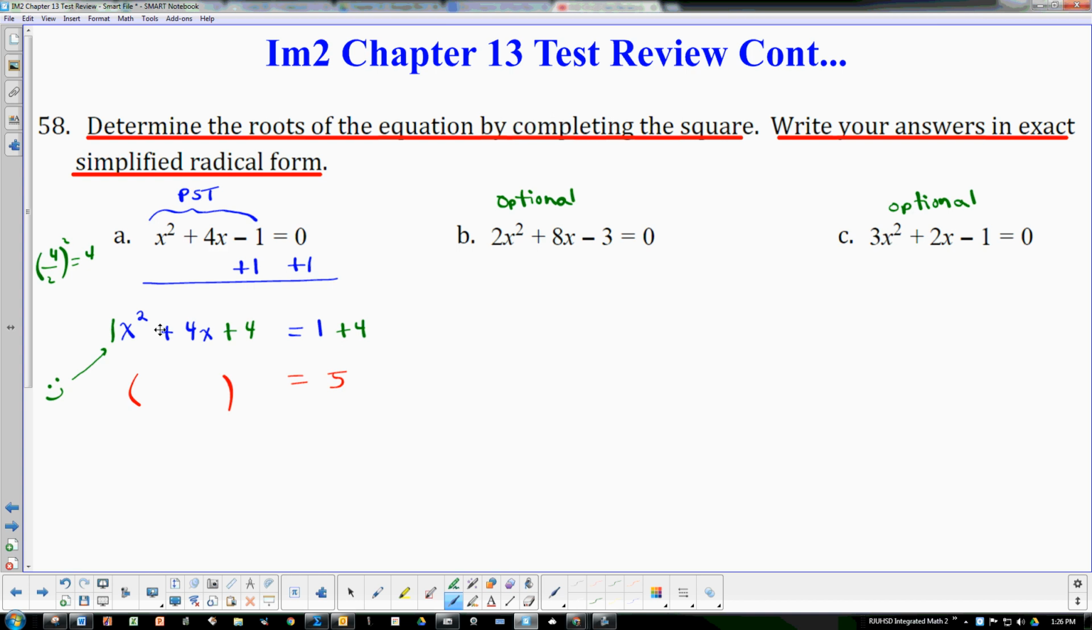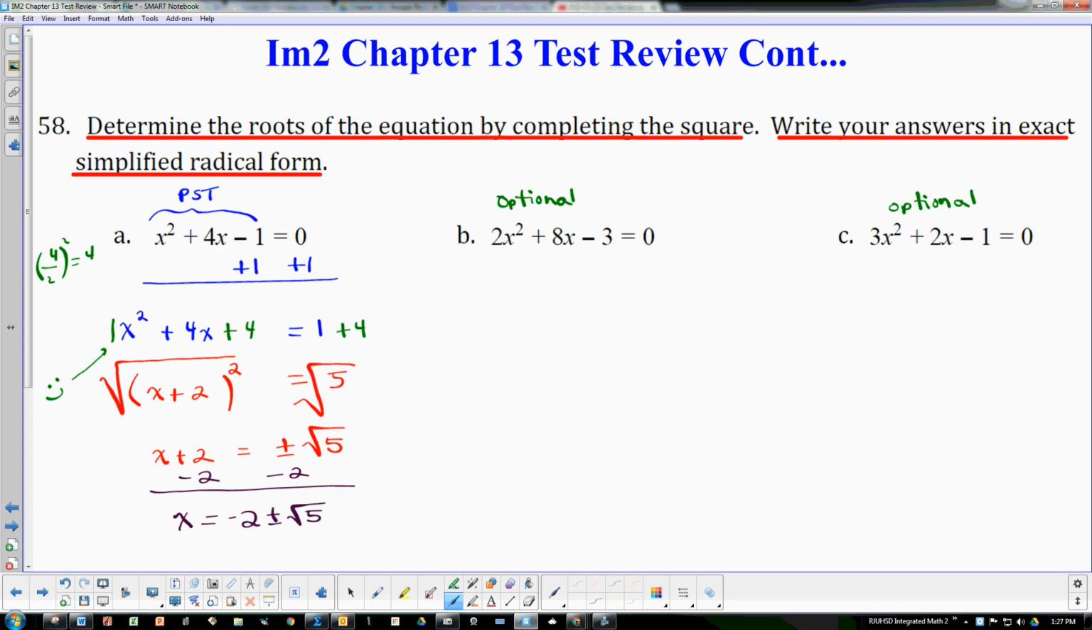We all know that this perfect square trinomial now can be factored into a binomial squared. This will become x plus 2 all squared is equal to 5. And at this point, we are going to undo squaring by taking the square root of each side. I have x plus 2 is equal to plus or minus root 5. We will then subtract 2. We're going to isolate that x variable. So we have x now is equal to, and we write the -2 first, plus or minus root 5. There are both of your roots for part A.